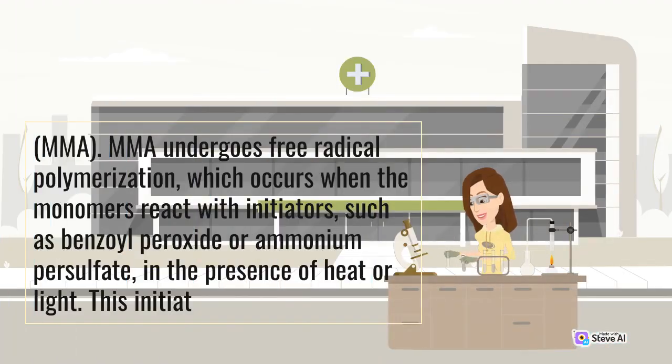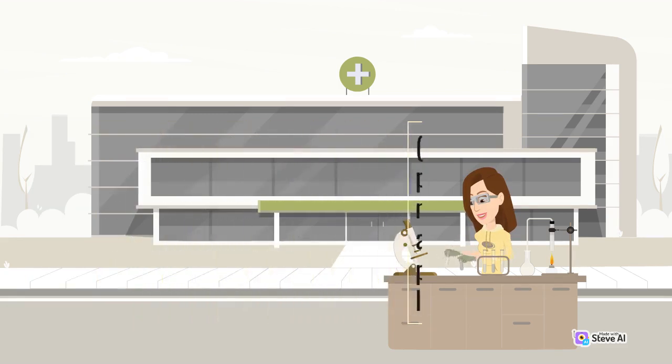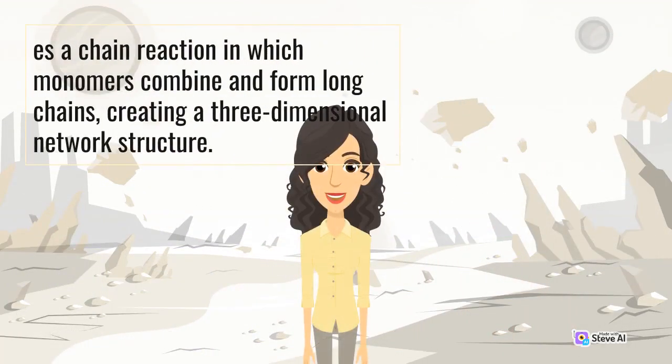MMA. MMA undergoes free radical polymerization, which occurs when the monomers react with initiators, such as benzoyl peroxide or ammonium persulfate, in the presence of heat or light. This initiates a chain reaction in which monomers combine and form long chains, creating a three-dimensional network structure.